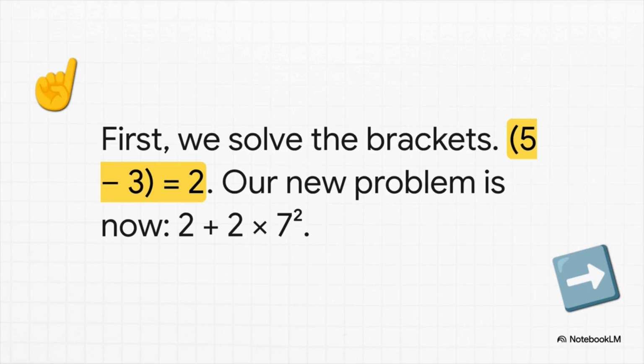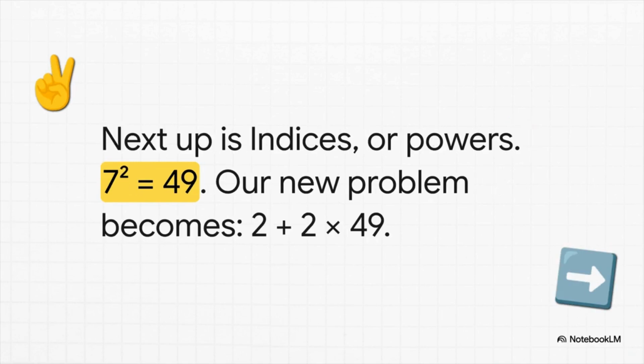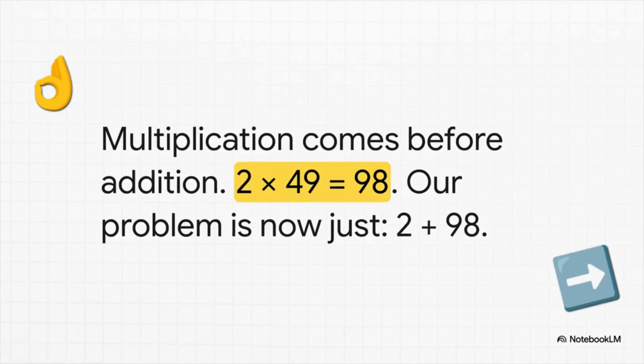See? One step down. Right, what's next in BIDMAS? I for indices. We've got that 7 squared hanging around. Well, 7 times 7 is 49, so we just swap out the 7 squared for 49. Our problem now is 2 plus 2 times 49. We're just tidying it up as we go. Okay, we've got an addition and a multiplication left. What does BIDMAS say? Well, M comes way before A, so we have to do the multiplication next. 2 times 49 is 98. And notice, we do this before we even think about touching that 2 at the start.